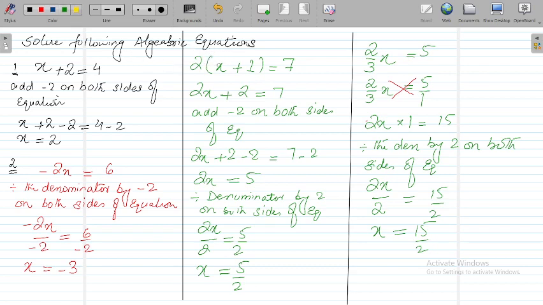This was our equation 2, this was our equation 3, and this was our equation 4. So here we have tried to solve simple basic algebraic equations, and I hope you have understood how to solve these basic algebraic equations.